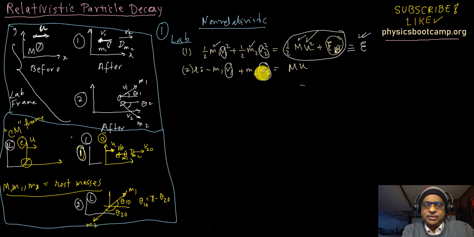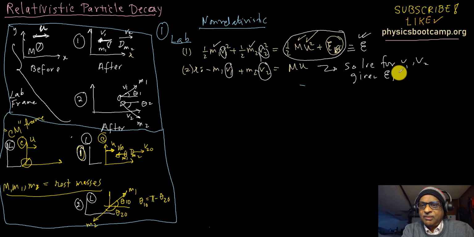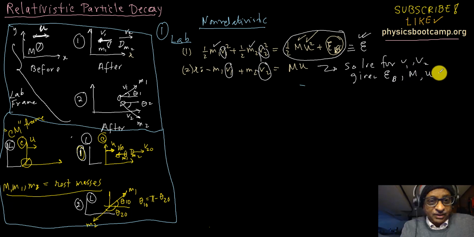You can just plug in and solve for v1 and v2 given E binding, m and u. So that's the lab frame.